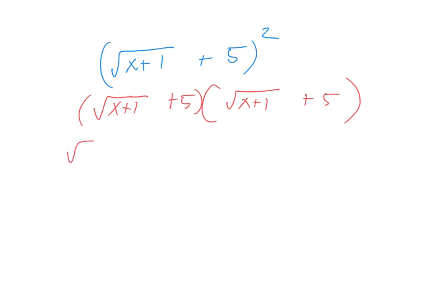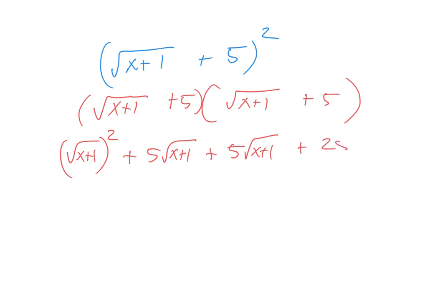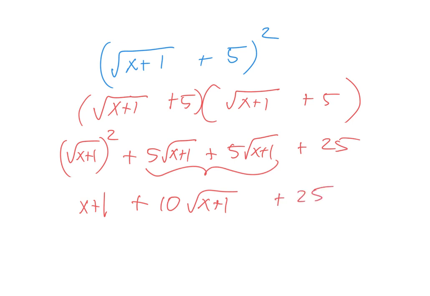Firsts, square root of x plus 1 times the square root of x plus 1 is the square root of x plus 1 squared. Outsides, 5 times root x plus 1. Insides, 5 times root x plus 1. Lasts, 25. Something square rooted that then is squared, the squaring and square rooting are inverse operations. I'm left with x plus 1 plus these together give me 10 square roots of x plus 1. And then I have plus 25.